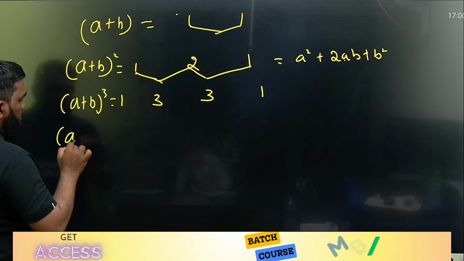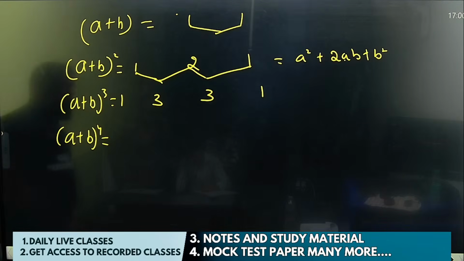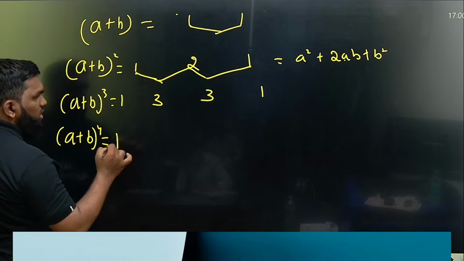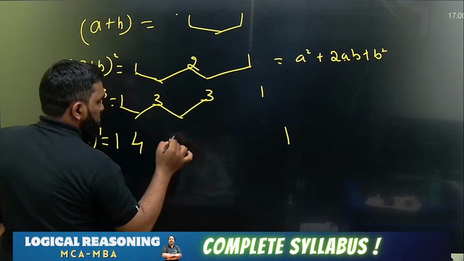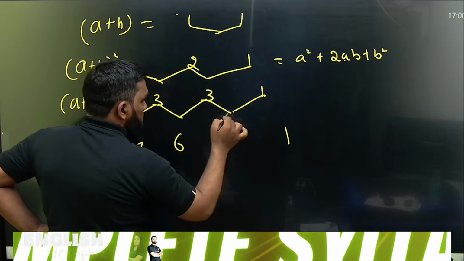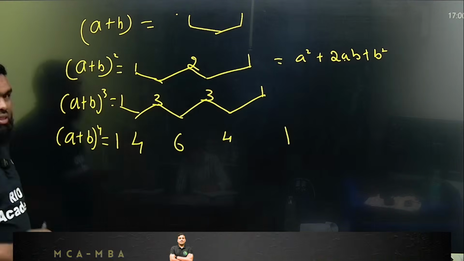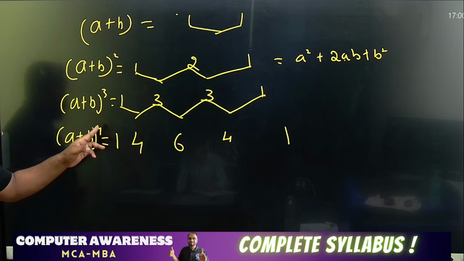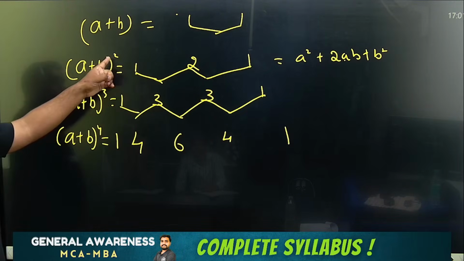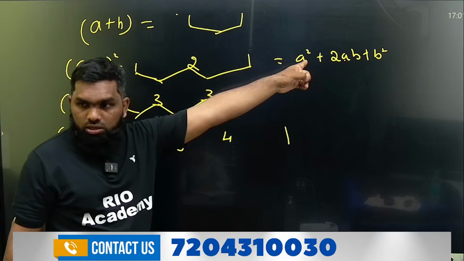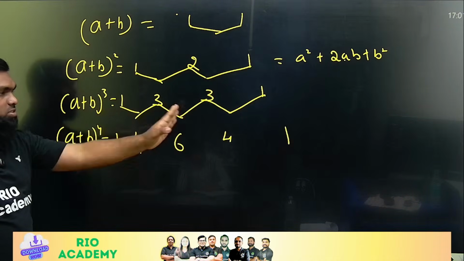Next, (a plus b) cube, (a plus b) to the power 4. Note here: 1 as it is, 1 plus 3 is 4, 3 plus 3 is 6, then 3 plus 1 is 4. The number of terms is always one more than the power. Here the power is 2 and the terms are 3; here the power is 3 and the terms are 4.